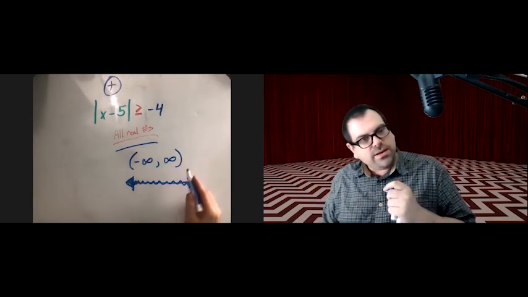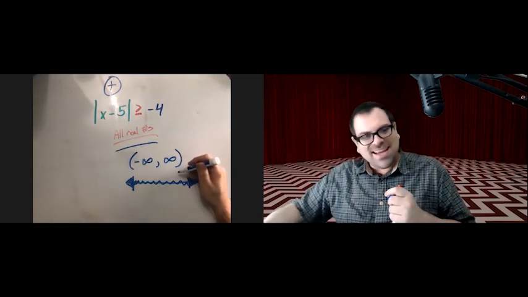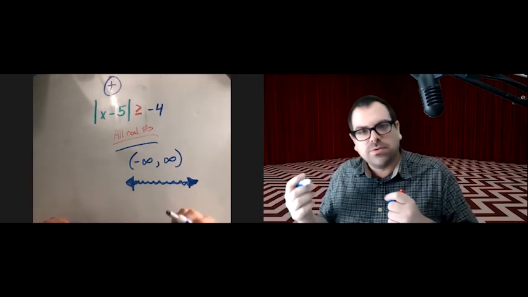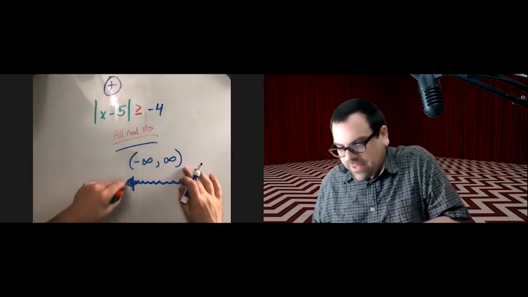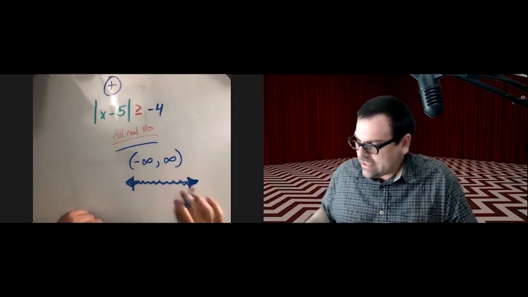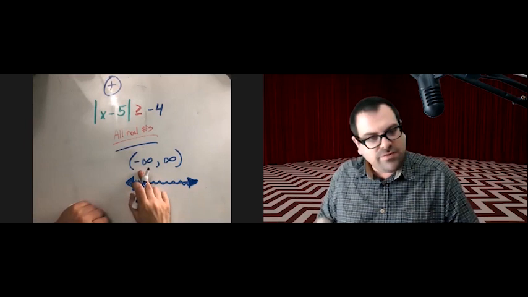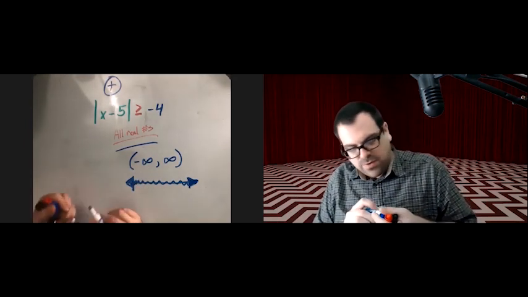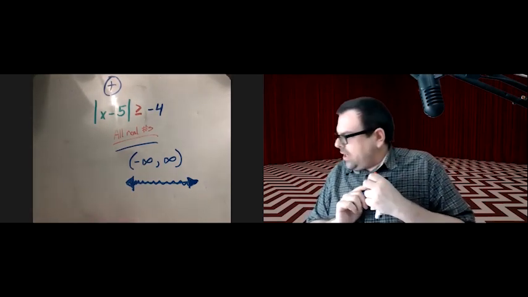Why does infinity get a parenthesis, never a square bracket? Because infinity is an idea. It's not a thing. Since it's not a thing, it can't be equal to that thing. Since it can't be equal, it can't have a square bracket. That's why the infinities are a special case that are just parentheses. It's the idea of forever in the positive direction. Negative infinity is the idea of forever in the negative direction. Okay.